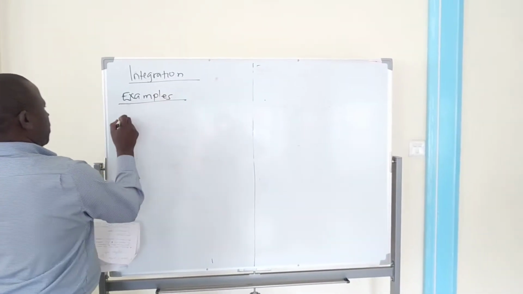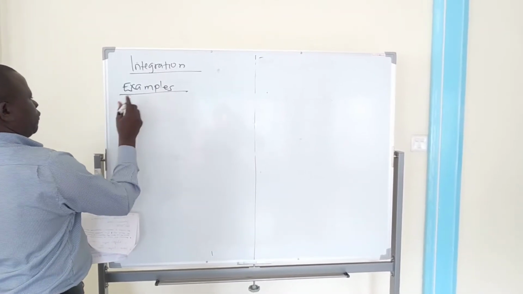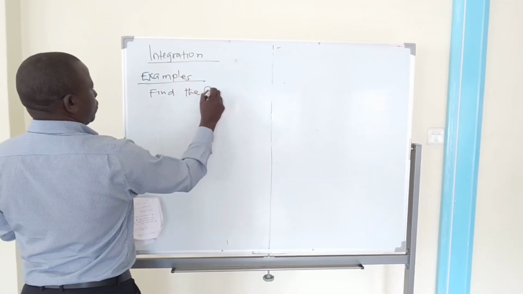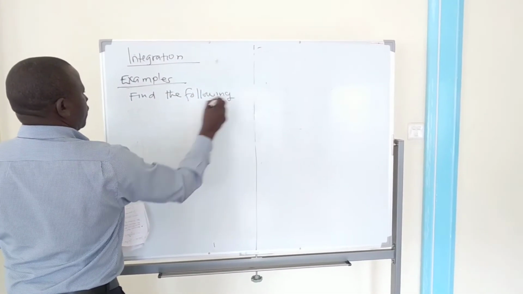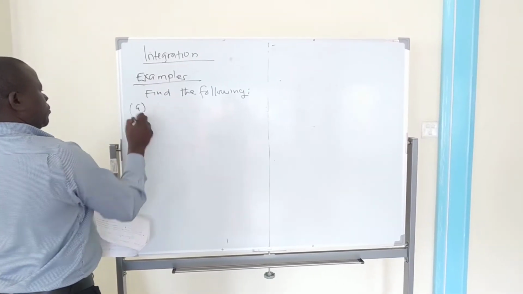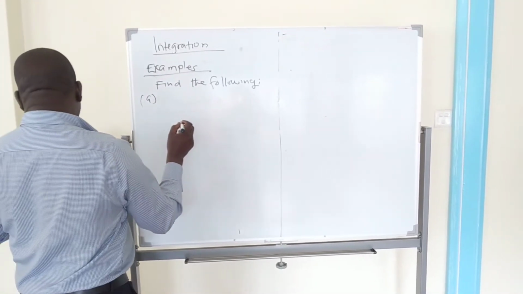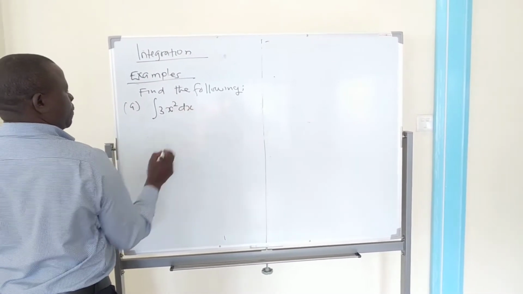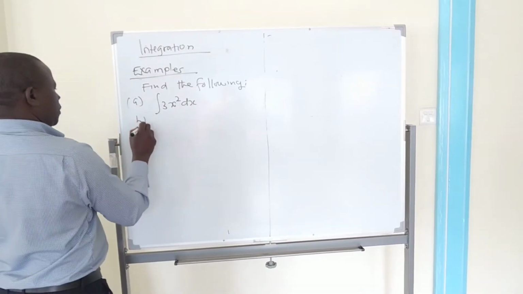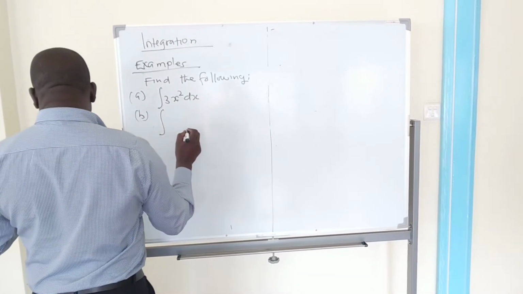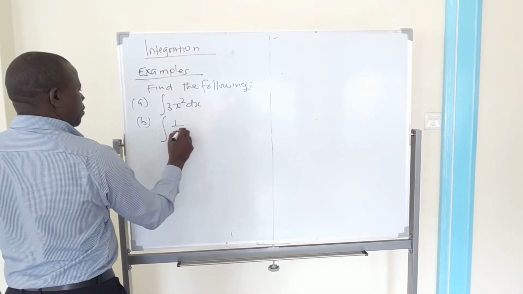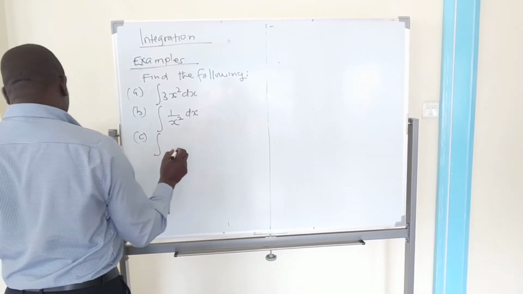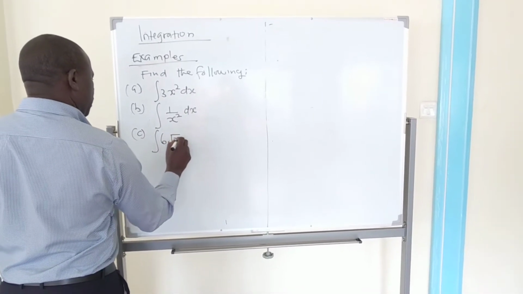Now let's look at the examples. Find the following. Part A, we have the integral of 3x squared dx. Part B, integral of 1 over x squared dx. Part C, integral of 6 root of x dx.